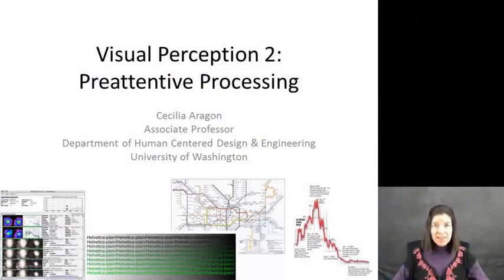Welcome to our second lecture on visual perception. In this lecture, we'll be discussing a very intriguing property of the visual system, pre-attentive processing.